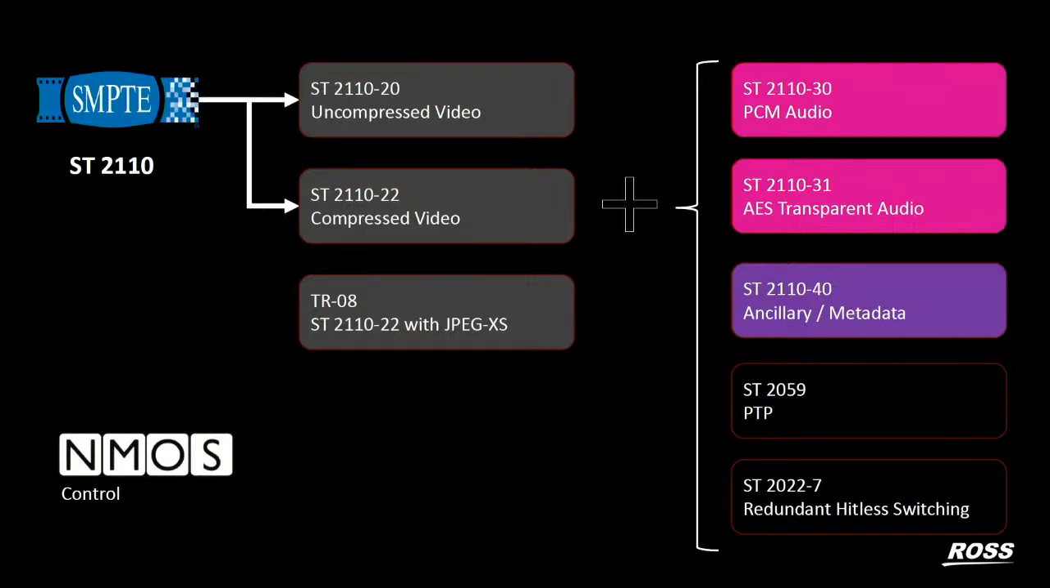Additionally, 2110 can be redundant, right? So -7 allows us to have two complete separate flows, allows us to do redundancy, which is a big thing and a big separator from some of the other sides of the fence that we're going to talk about here. But NMOS control is the key side of 2110. So most people think of 2110, that's about where they stop.